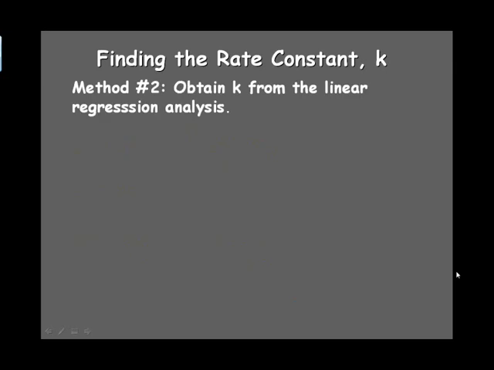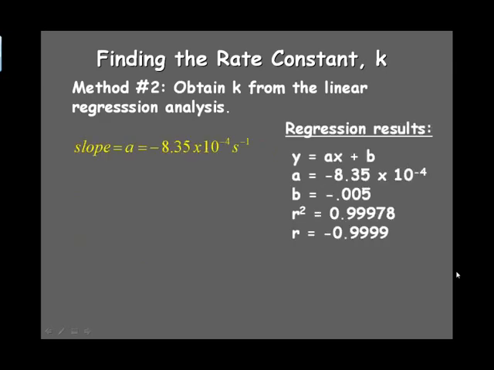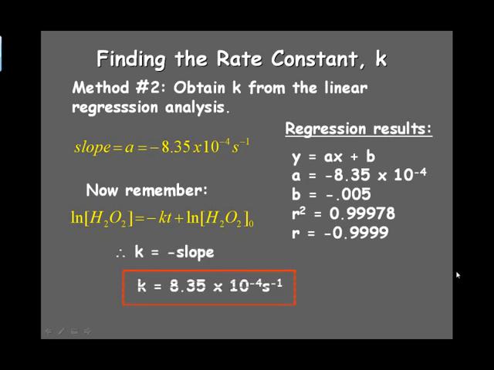Now, as I said before, you can also just simply do it from your linear regression. If you look at your linear regression there, when you did that in your graphing calculator, the slope is the letter a, so that's the negative 8.35 times 10 to the negative fourth. And then again, because of the order of this reaction, being first order, there's a negative k in the equation, so the slope and the k are opposite in sign to each other, so therefore the k is 8.35 times 10 to the negative fourth, and again the unit there is s to the minus 1.